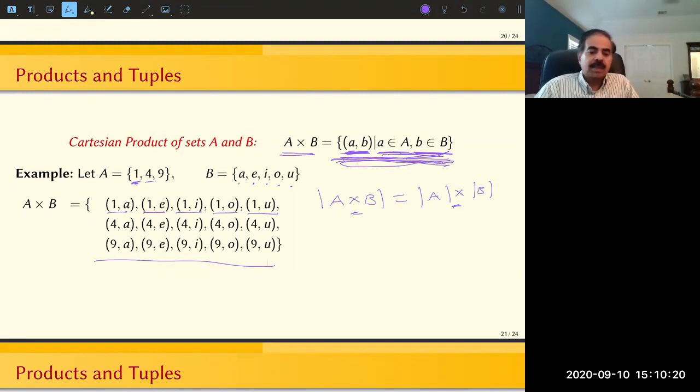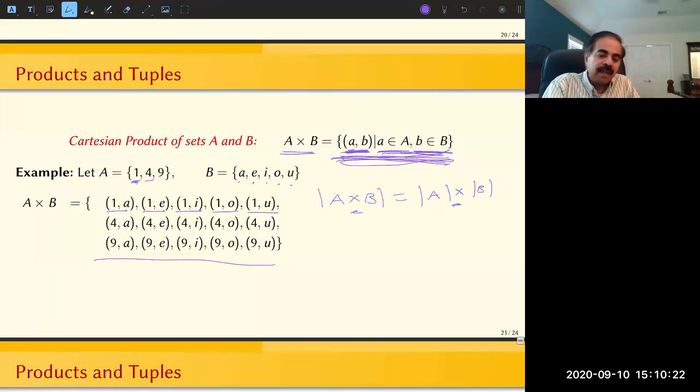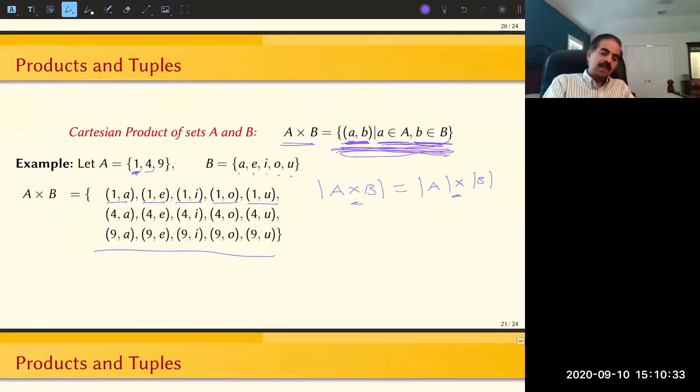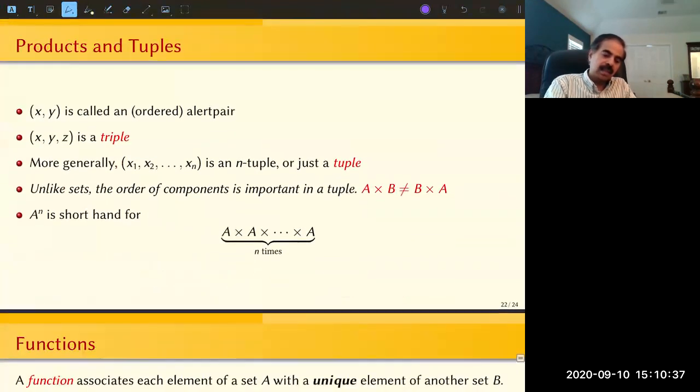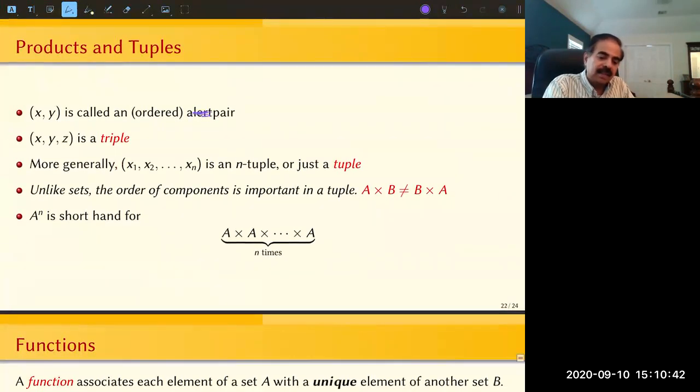Because we are taking every element from the first set, pairing it up with every element from the second set, the number of such pairs we can create is simply the product, right? So there is not an alert pair, it's just a pair, right? Ordered pair.